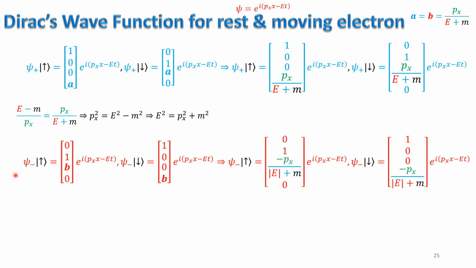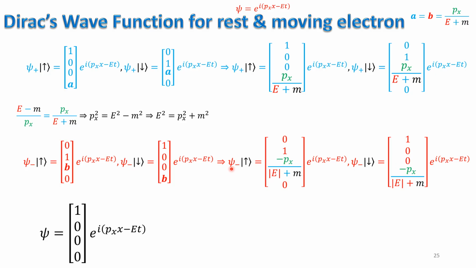For negative energy solution, we have constant b appearing in this situation, like wave function for negative energy spin up particle, a column matrix 0 a b 0 and same exponential, and the negative energy solution for spin down, psi minus ket notation down spin, a column matrix 1 0 0 b. After substituting the value of b, you can observe here the wave function.